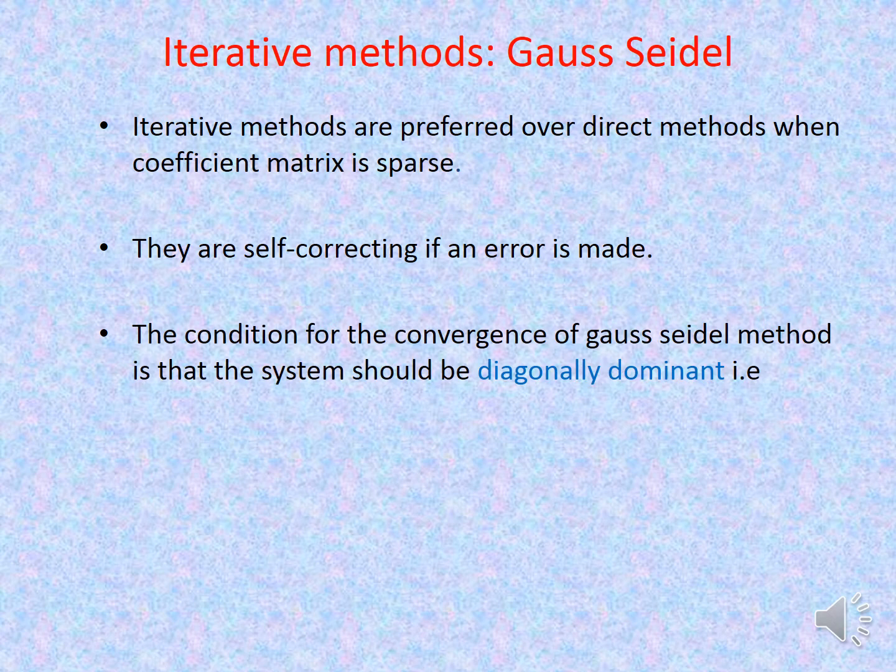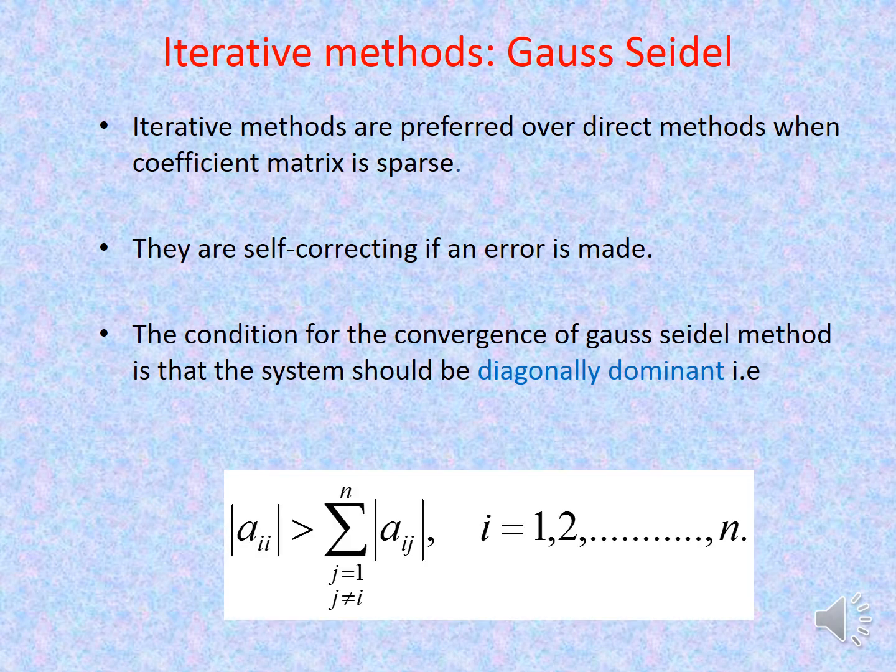The condition for the convergence of the Gauss-Seidel method is that the system should be diagonally dominant, and we can write that as mod aii is greater than the sum over j equal to 1, j not equal to i, up to n, of mod aij. It means the mod of the diagonal element is greater than the summation of the rest of the elements in that row. If this condition is satisfied for each row, then we can apply the Gauss-Seidel method and it is convergent in that case. Otherwise we cannot apply the Gauss-Seidel method.